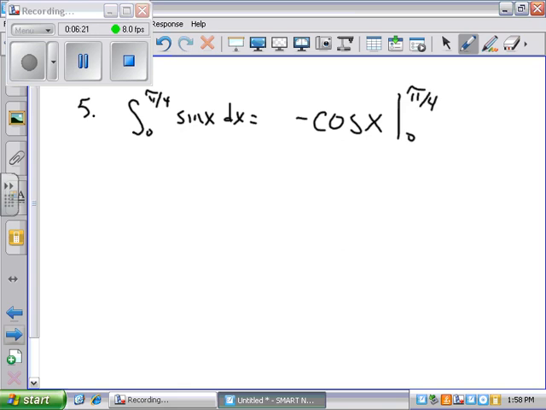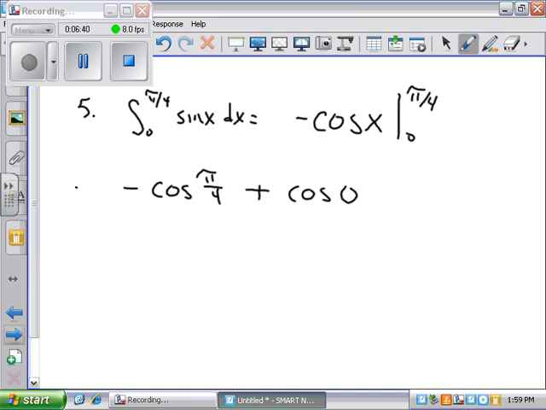This is why you must know this stuff cold. This is without a calculator, so you have to know what the cosine of pi over 4 is. So we'll plug that in. We have to do minus negative cosine of 0, so it's going to be plus the cosine of 0.